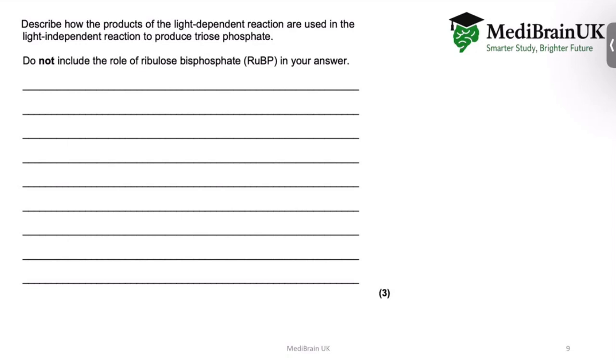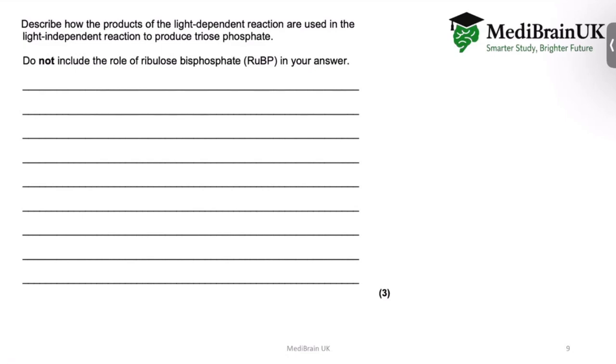So it says over here, describe how the products of the light-dependent reaction are used in the light-independent reaction to produce triose phosphate. Do not include the role of RUBP in your answer. So we know that the products from the light-dependent reaction are ATP and NADPH, or reduced NADP. We know that the ATP provides the energy required for this reaction to occur. And we know that reduced NADP allows your glycerate 3-phosphate, the GP, to be reduced into triose phosphate.